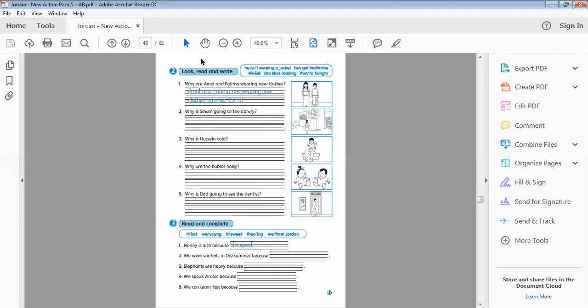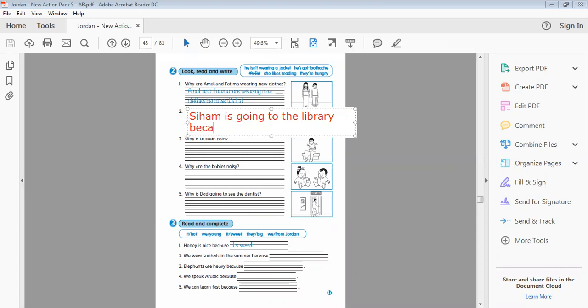Look at the picture. So you have to write here: Siham is going to the library. Because, look at the box. Because what? Because she likes reading.